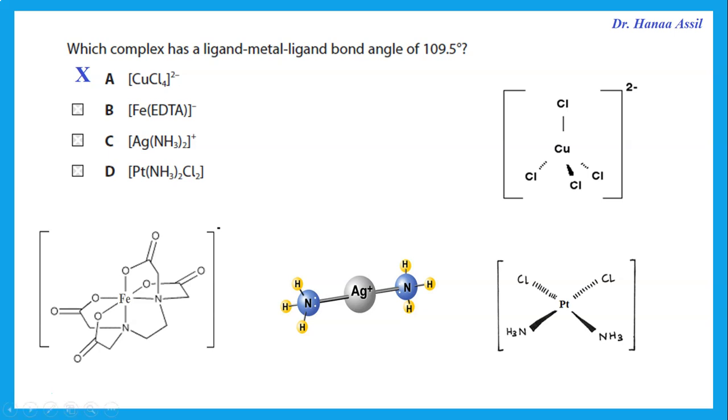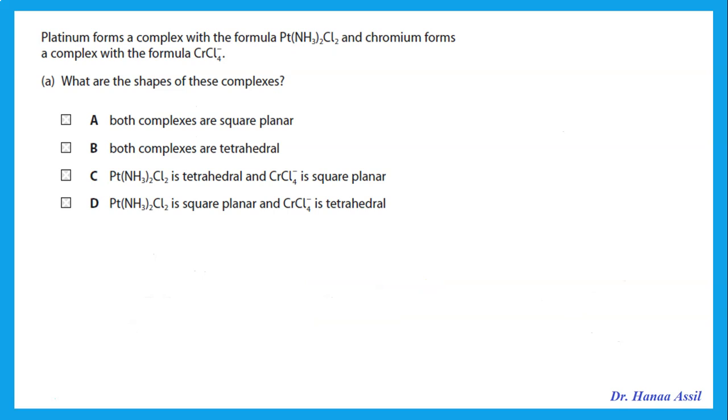And platinum with 2 chlorides and 2 ammonia, these are what we call square planar structure. Remember, platinum with 2 chlorides and 2 ammonia is not tetrahedral. It's square planar. Okay, platinum forms a complex with this formula, and chromium forms a complex with this formula. What are the shapes of these complexes?